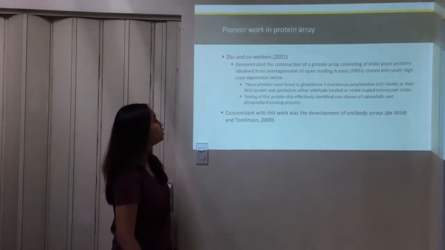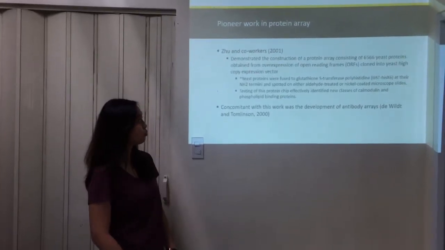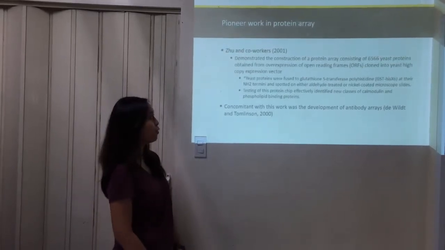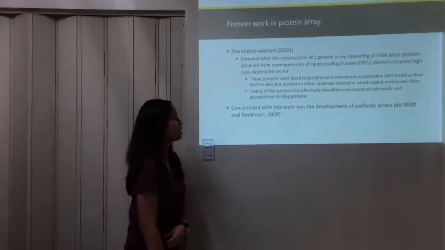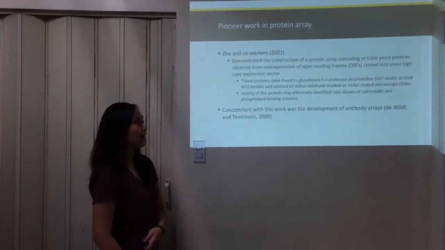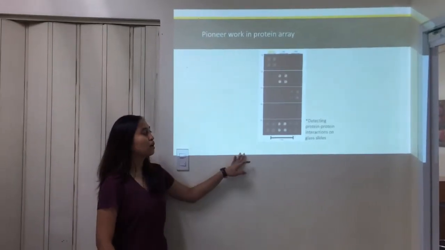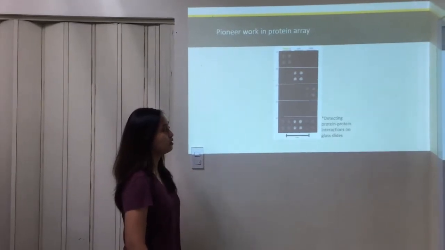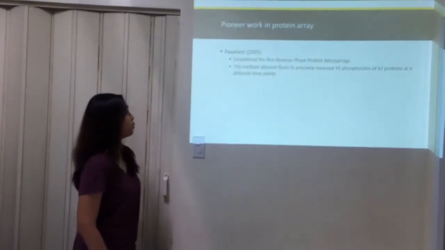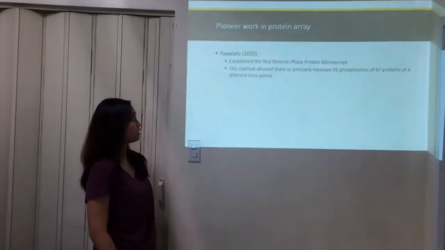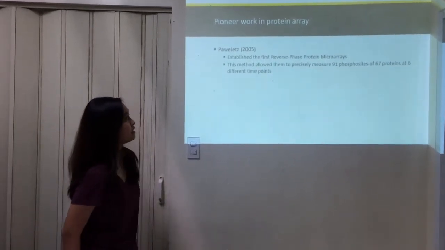In 2001, Zhu and his co-workers demonstrated the construction of a protein array consisting of 6,566 yeast proteins obtained from overexpression of open reading frames cloned into yeast high copy expression vectors. Concomitant with this work was the development of antibody arrays by de Wildt and Tomlinson in 2000. Here is a sample work of Zhu, detecting the protein-protein interactions on the glass slides. Lastly, in 2005, Paweletz et al. established the first reverse phase protein microarrays. This method allowed them to precisely measure 91 phosphosites of 67 proteins at 6 different time points.